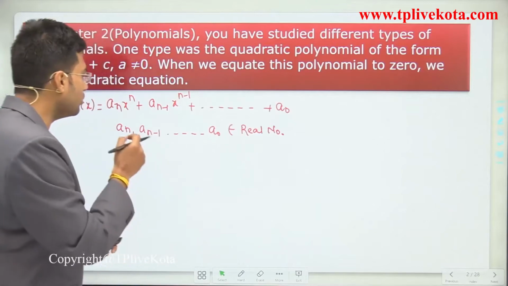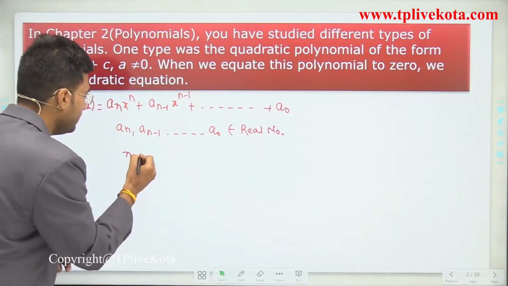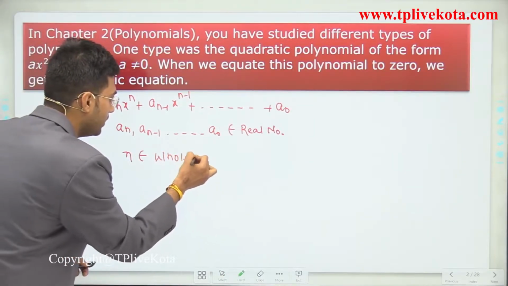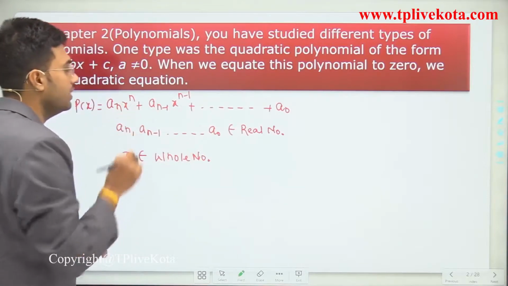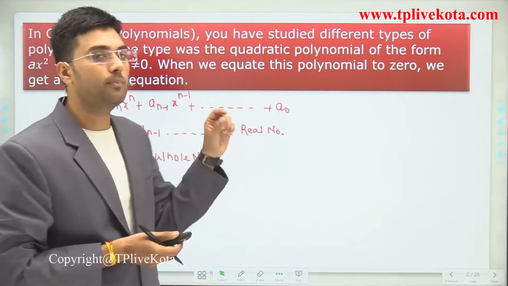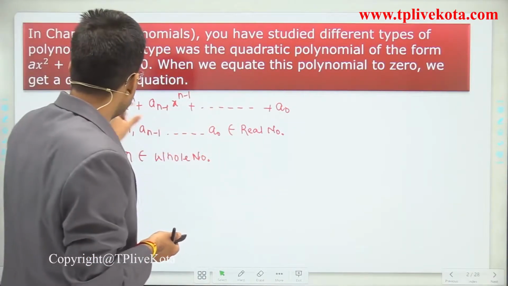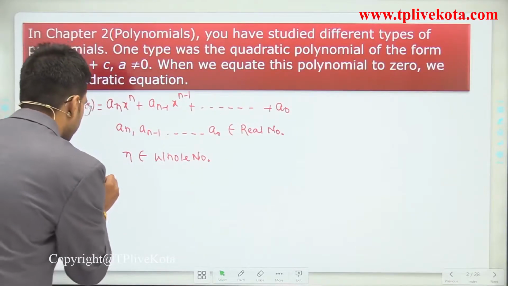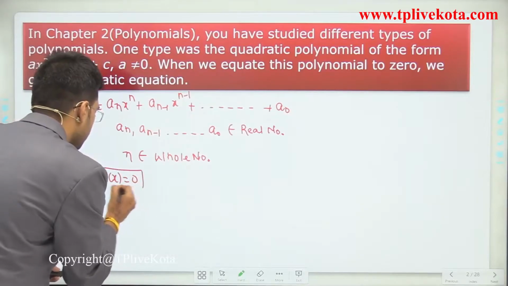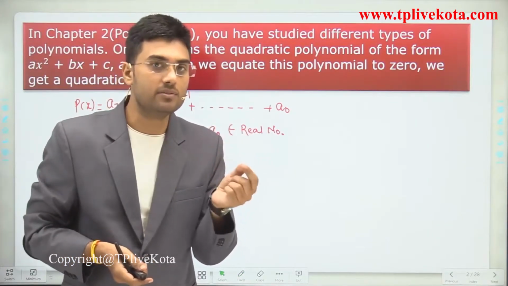And students, if you talk about the exponent of this variable, that is n, then it is a whole number. This should be a whole number if the expression is a polynomial. Clear? We discussed all about polynomials in chapter 2. So now if we equate a polynomial to 0, it becomes an equation.